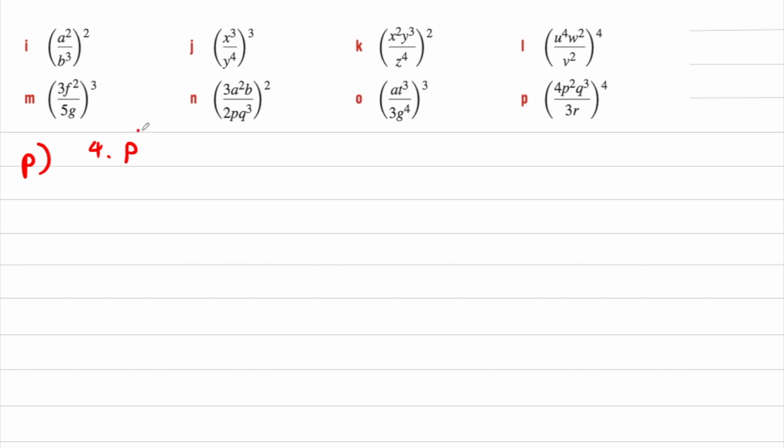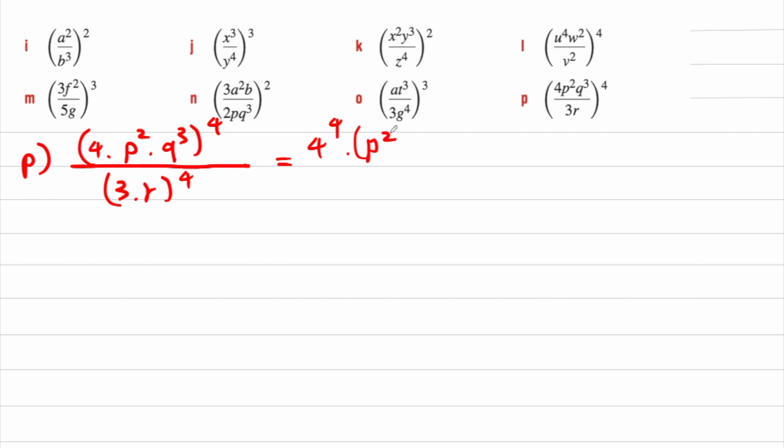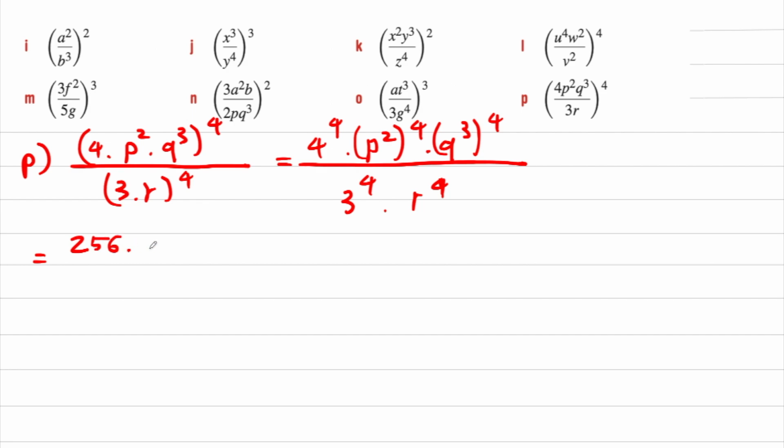Question P. 4p squared q, and you got 4 here. 3 times r and 4 here. First 4 to the power of 4, p squared to the power of 4, and q to the power of 4. 3 to the power of 4, r to the power of 4. One more time. 16 times 16, because 4 to the power of 4 is 256. And p squared to the 4 means multiply, becoming p to the power of 8. q to the 12 will be here. And then you got 81 r to the power of 4.